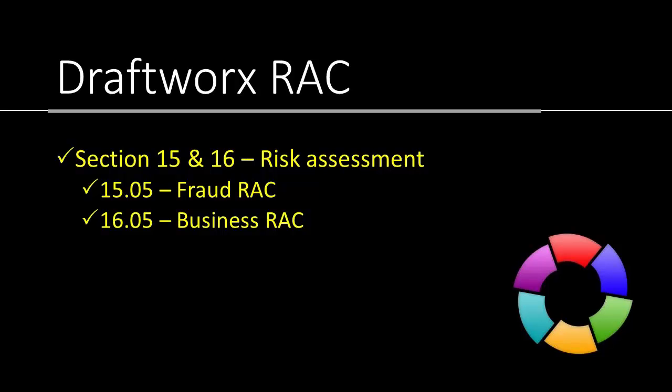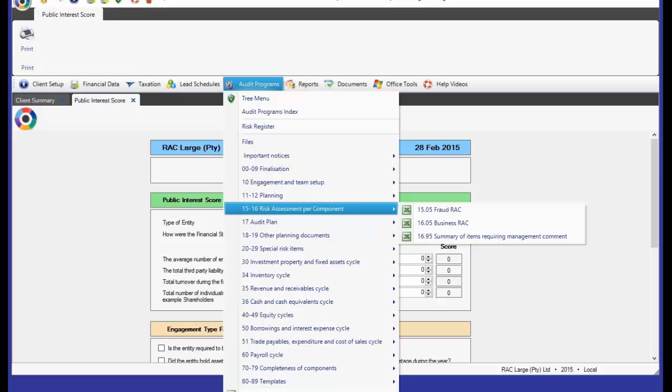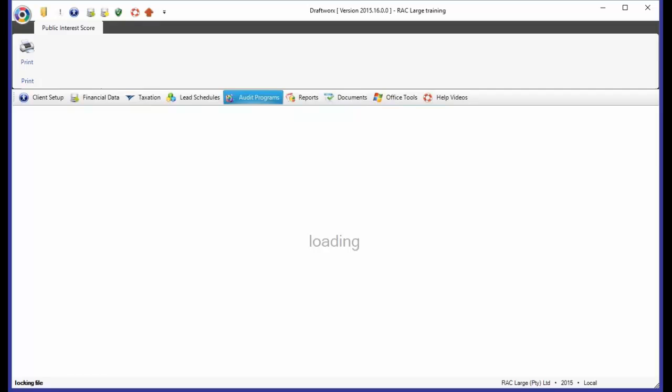So we're done with 12.95. We have done the entire planning process, or as I say, the risk identification process. We now need to go and do something with these risks. What are we actually going to do about these risks in the audit? We've identified the risks. That's great. We've documented all sorts of information about the client, but it's not good enough. We've got to do something with the risks, and for that we'll go into our fraud and our business RAC. Let's open up my fraud RAC.